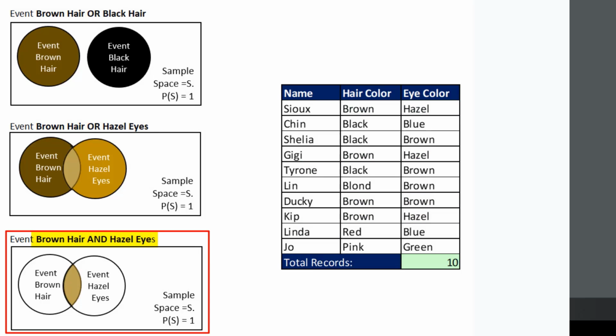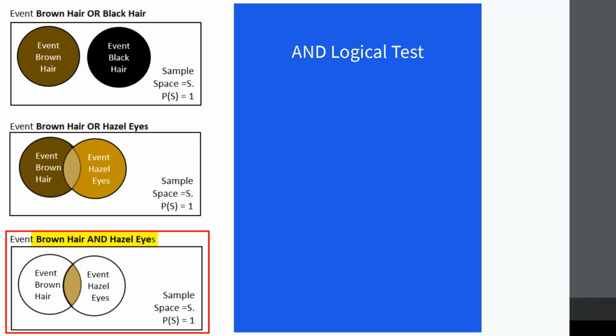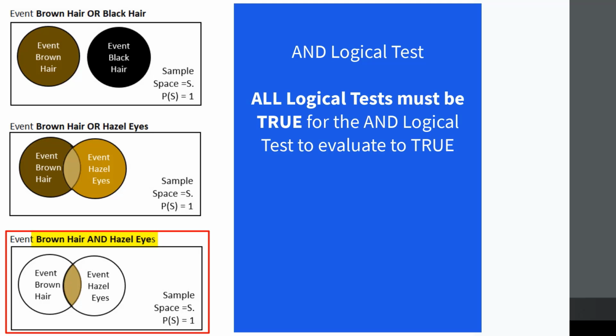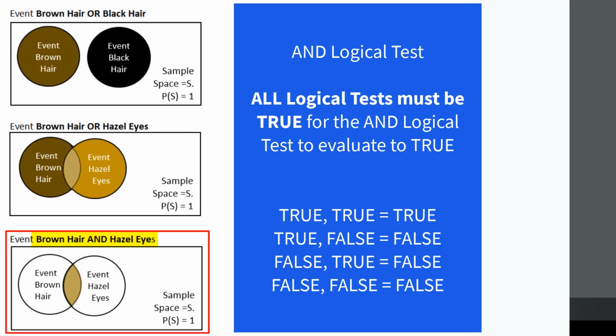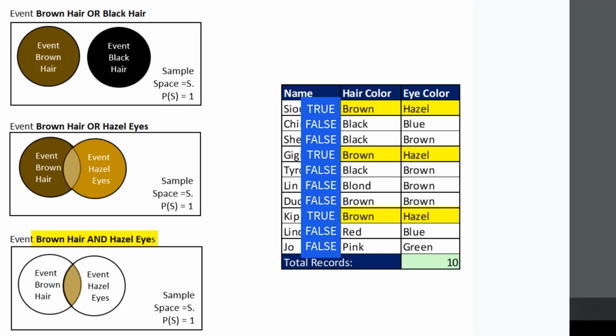Now for the event brown hair and hazel eyes, we're running an and logical test. And all logical tests must be true for the and logical test to evaluate to true. That means from the list of possibilities when you run an and logical test for 2 events, it's only the first one, true, true, that gives you a true. It doesn't matter if one of the tests come out true. Those equate to false. And of course, false, false, that's a false. Looking at our data set for the and logical test, we only have 3 records where we get 2 trues. So the count for brown hair and hazel eyes is 3.